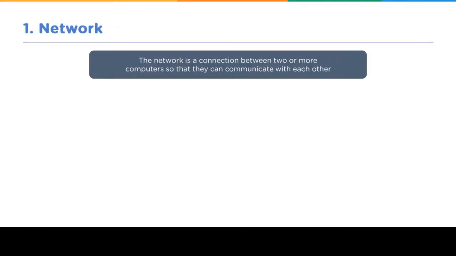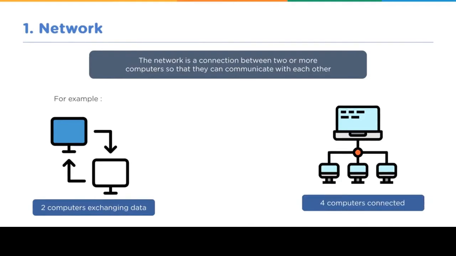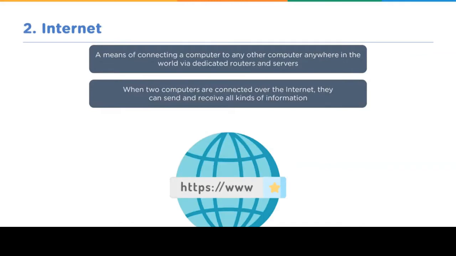A computer network is a group of two or more computers connected together so that they can communicate and share data with each other. For example, there are two computers exchanging data between them. And in this example, there are four computers connected to each other. These computers in the network could be sharing resources like a printer or a file server. A cybersecurity attack would most likely involve the use of this computer network. The most common resource shared today is connection to the internet.